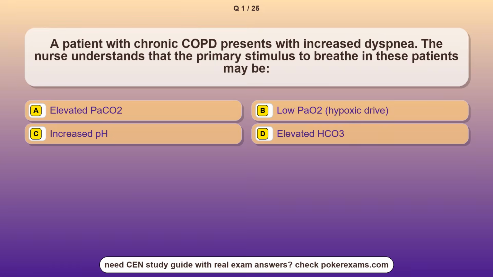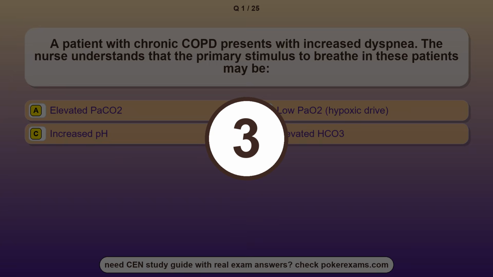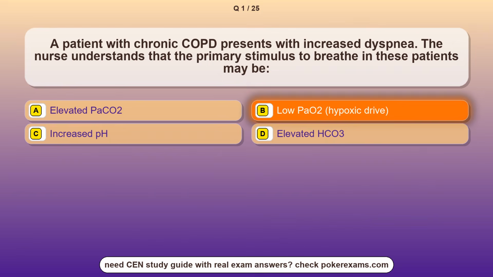Question 1. A patient with chronic COPD presents with increased dyspnea. The nurse understands that the primary stimulus to breathe in these patients may be Option A, elevated PaCO2. Option B, low PaO2, hypoxic drive. Option C, increased pH. Option D, elevated HCO3. The correct answer is option B, low PaO2, hypoxic drive.